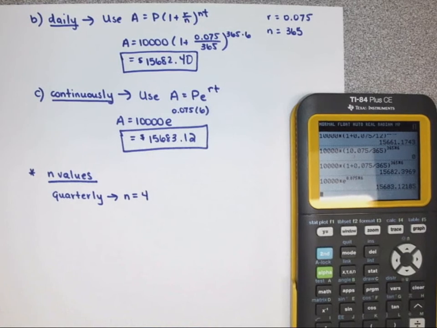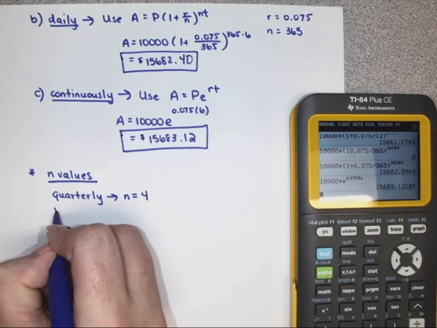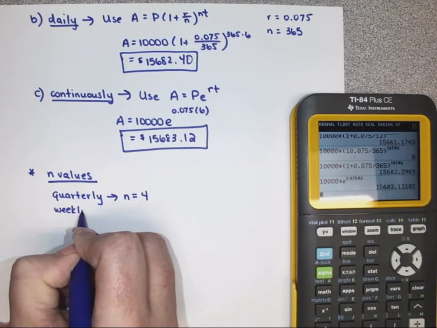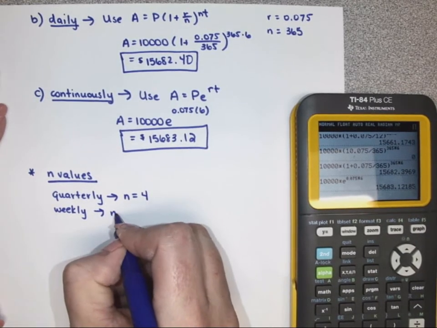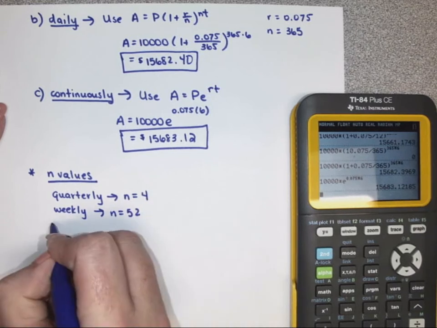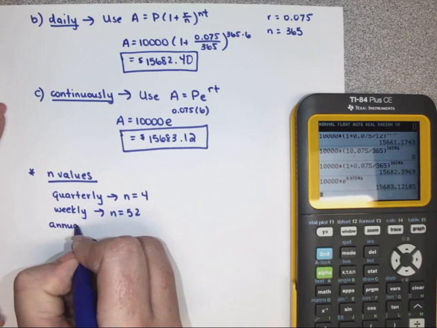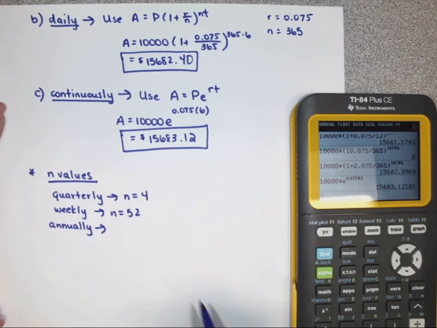Okay. Another one you might see is weekly. Let's see if we remember how many weeks are in a year. Some of my other classes forget. 52. Yeah, it's not 48. 52 weeks in a year. Okay. What if it's annually? That's not very interesting, but how many times a year is annually? Just 1, right?